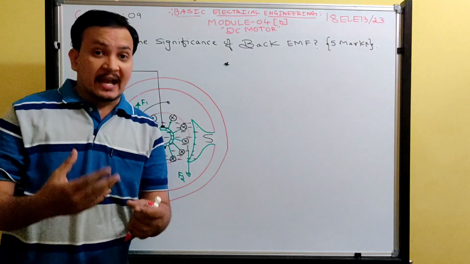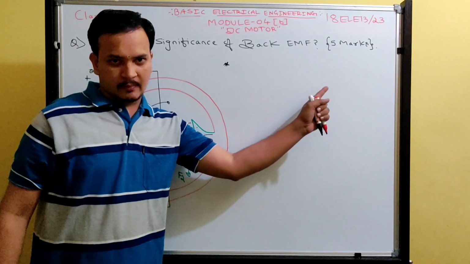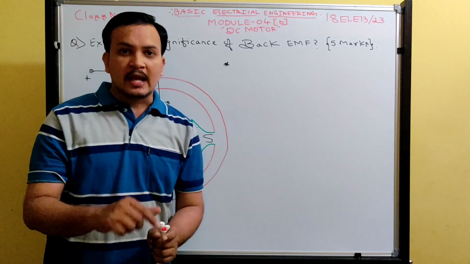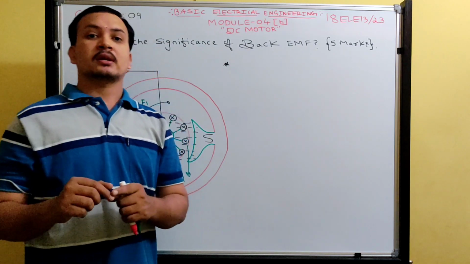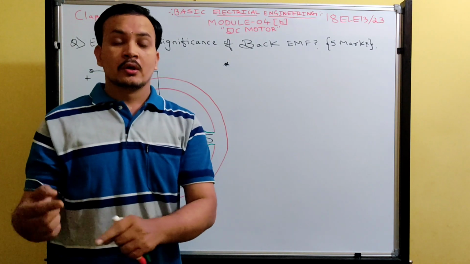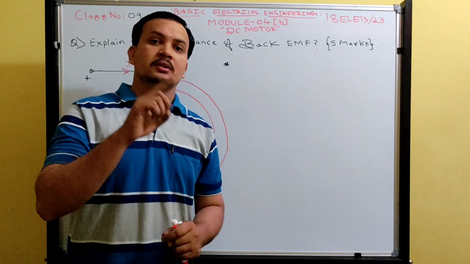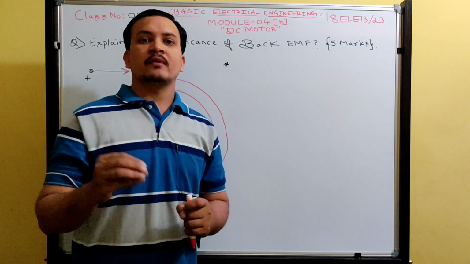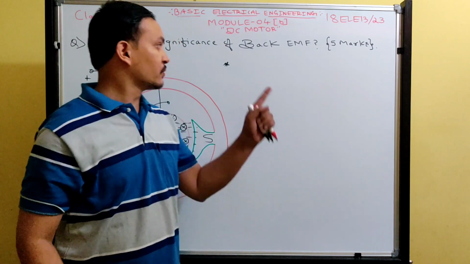Due to motoring action, don't write all this diagram. Straight away explain the significance of back EMF. You start writing the point I am going to say. Due to motoring action, the armature conductors rotate and cut the main flux, and hence EMF will be induced due to generating action. This induced EMF opposes the supply voltage, and this EMF is called back EMF or counter EMF. This point you should write here.